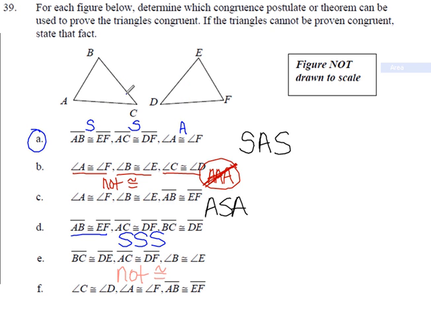Last one, angle C is congruent to D, angle A is congruent to angle F, and side AB is congruent to EF. That looks like angle, angle, side. So to summarize, E and B are not congruent, and A, C, D, and F are congruent.